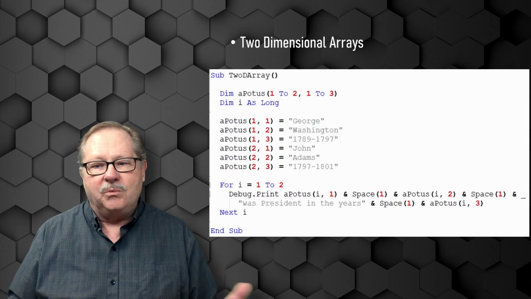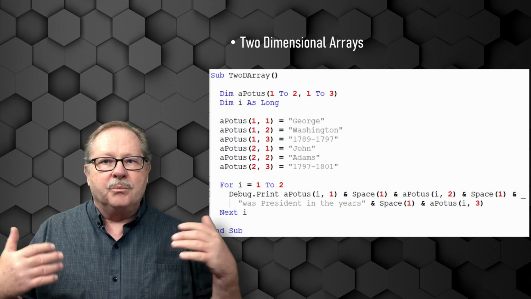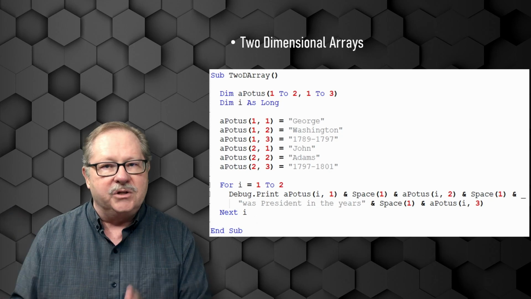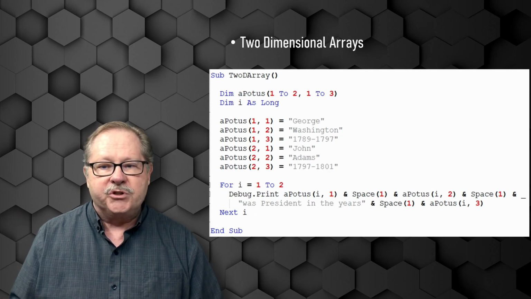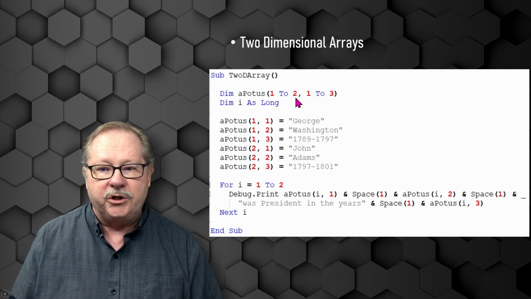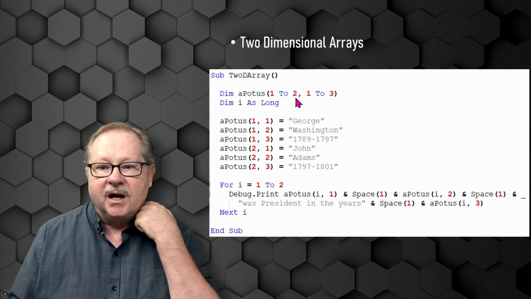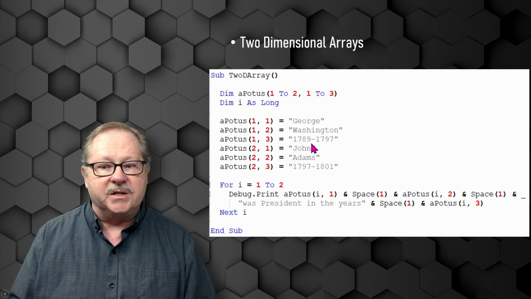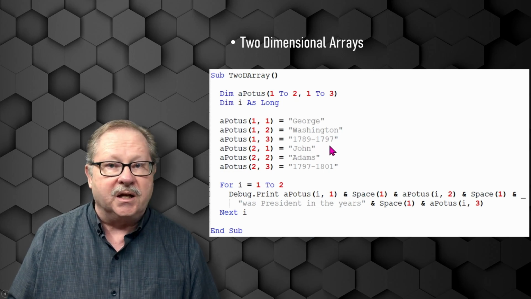I'm going to say we're going to put information about presidents in there. And I've got a first name, a last name, and the years that they served in office. So my first variable, this 1 to 2, I've got 2 lines of data. So 1 to 2 is going to be George Washington serving from 1789 to 1797.